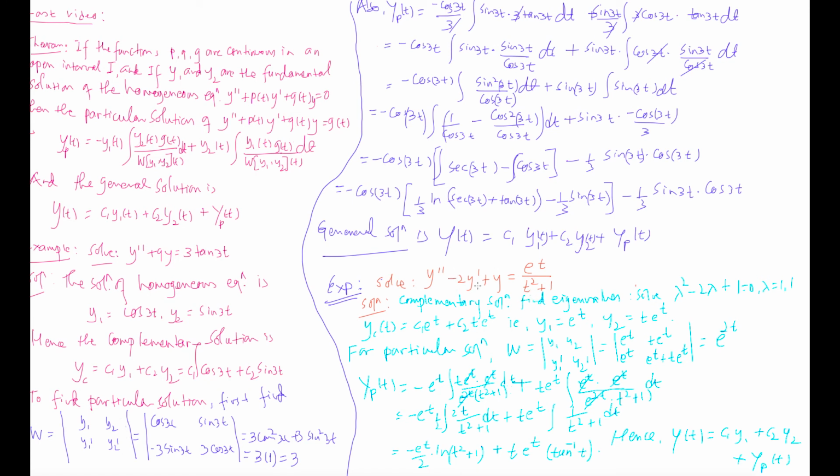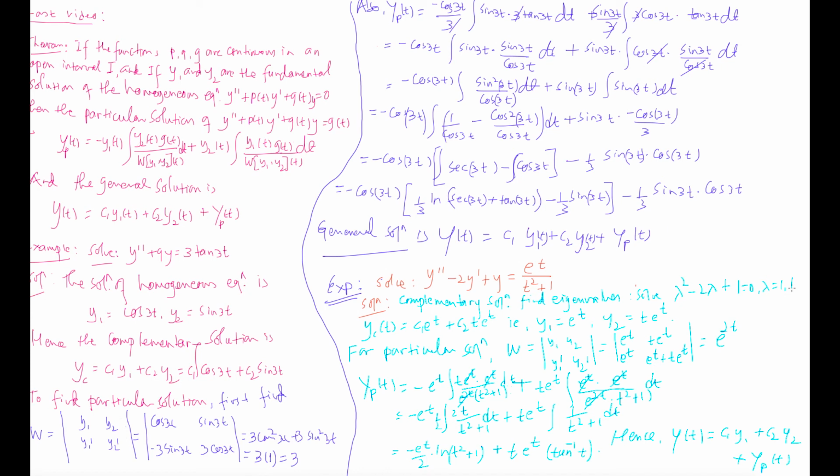But how do you solve the homogeneous equation? You first find out the eigenvalues. To find out the eigenvalues, what you solve is lambda squared minus 2 lambda plus 1 equals 0. If you solve this, you will get lambda equals 1 and 1. That is repeated eigenvalues, right?